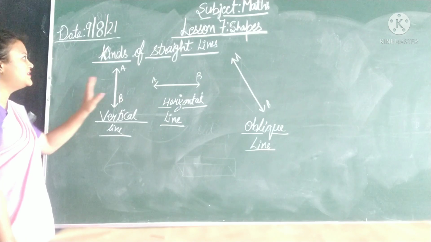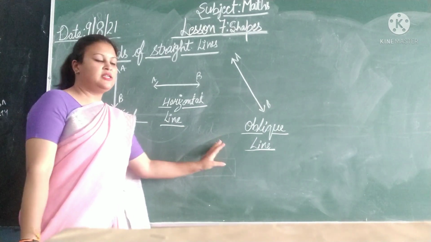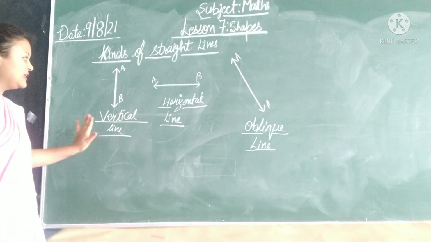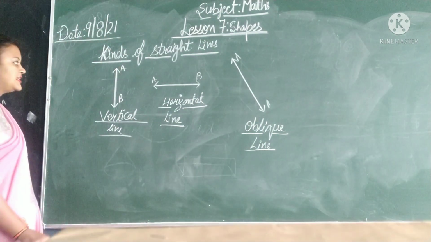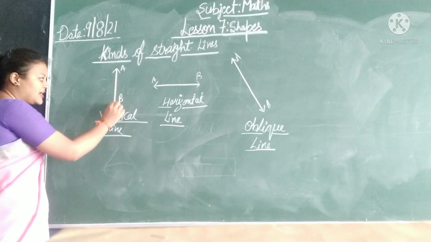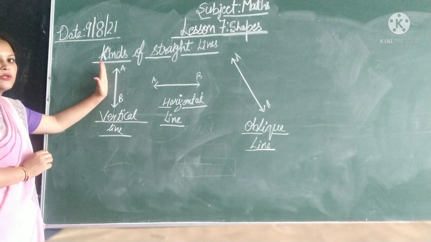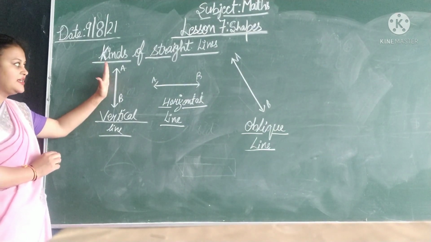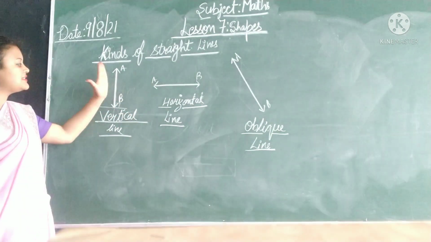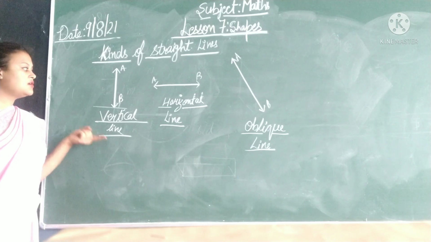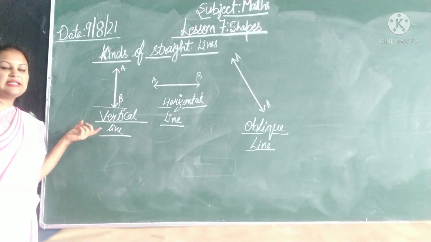Now we are having kinds of a straight line. Okay, so there are three kinds of a straight line. First one is vertical line, then horizontal line, and the last one is oblique line. So what is a vertical line? If my line is in a straight position, or it is perpendicular, perpendicular means it is straight. It is making a 90-degree angle with the surface. If my line is straight, normal or perpendicular, then the line is known as a vertical line.